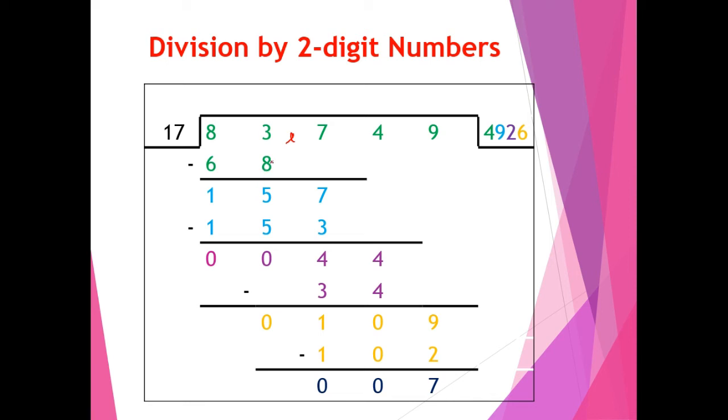Now in the next step, we will subtract these two numbers. We cannot subtract 8 from 3 because 3 is a smaller value, so we'll borrow 1 from 8. So 8 will become 7 and 3 will become 13. 13 minus 8 is 5 and 7 minus 6 is 1. So the remainder is 15 here. 15 again is less than 17, so we'll bring down one more number from the question, which is 7. Now the number becomes 157.